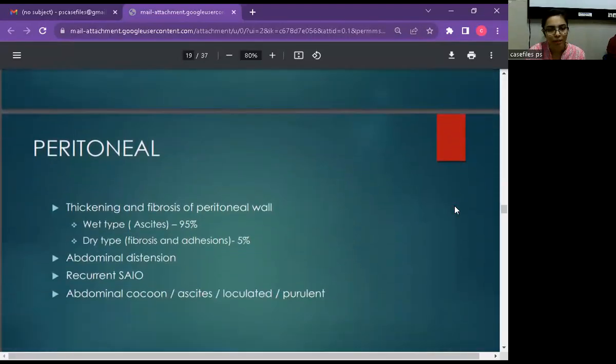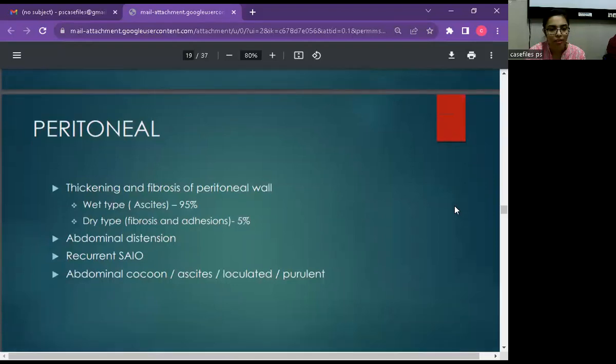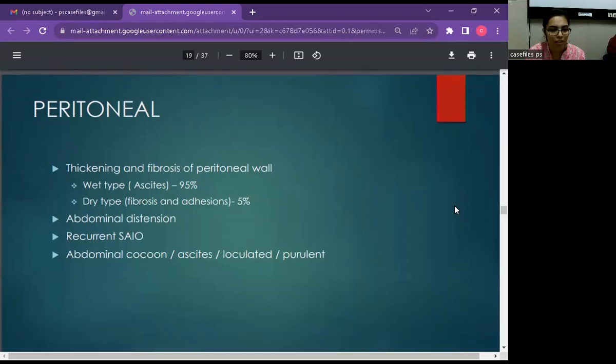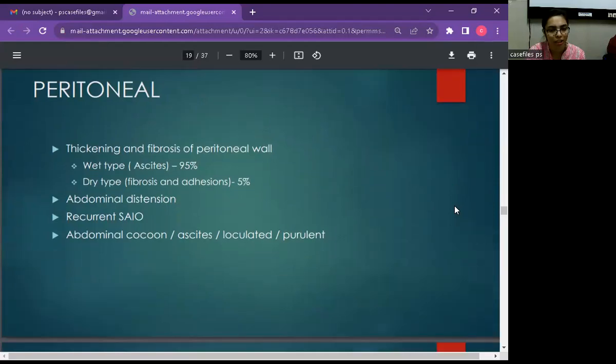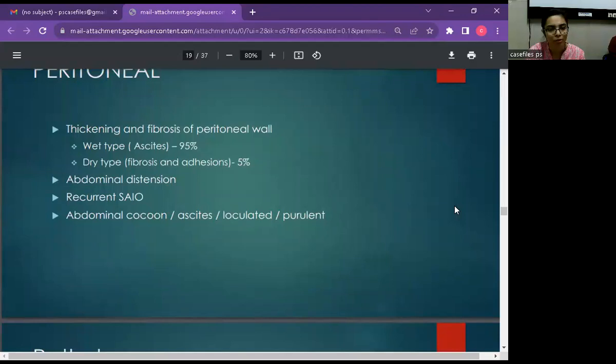The second type is peritoneal tuberculosis. That is a thickening and fibrosis of the peritoneal wall. It presents as ascitic type, also known as wet type, which is more common, or dry type, which includes fibrosis and adhesions of the peritoneum. It can also occur as obstruction and distension. There is abdominal cocoon, and loculated purulent ascites is seen in the peritoneum.